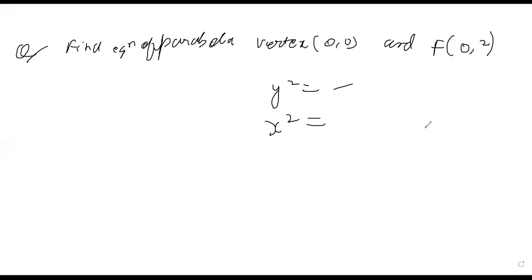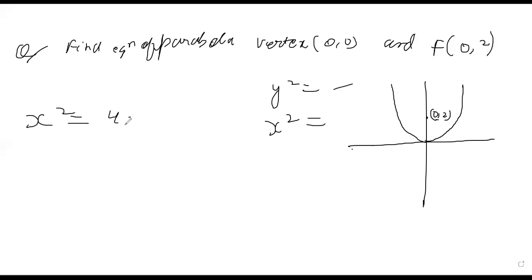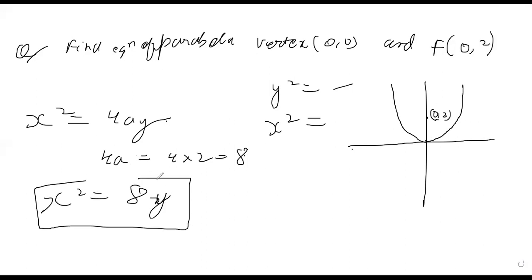Okay. Now, the focus lies on the positive direction of the y-axis. So the figure will look something like this, and the focus is here at 0, 2. So the equation is x square equals 4ay. And 4a will be what? 4 into 2, which is 8. So x square will be 8y.